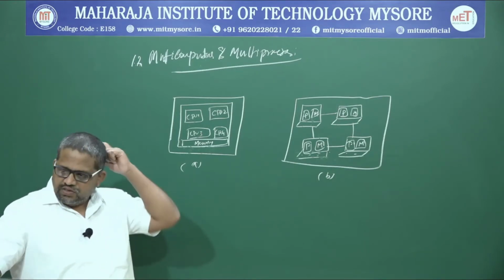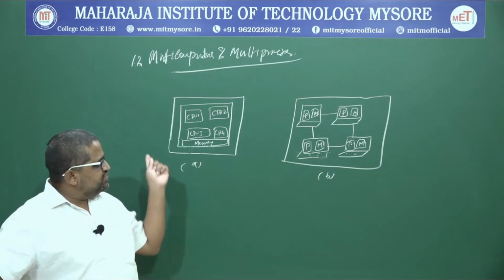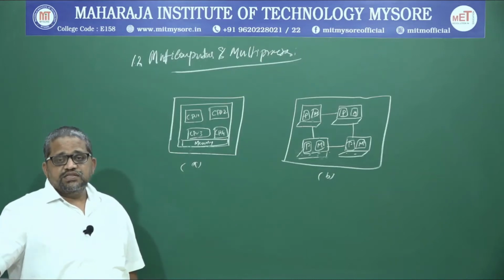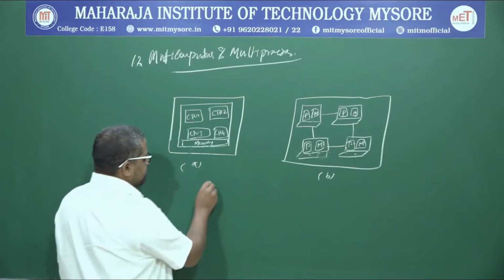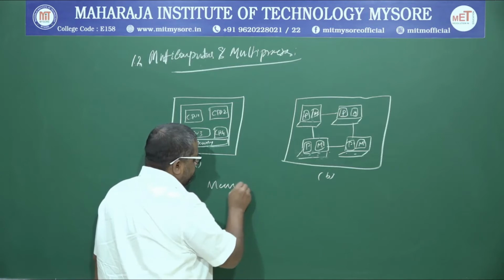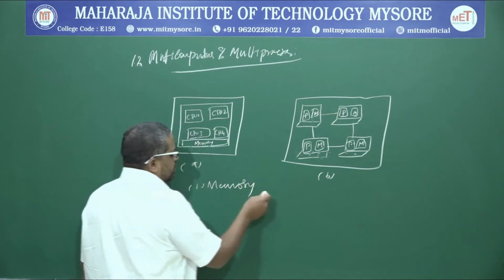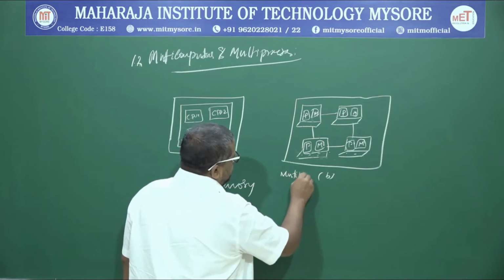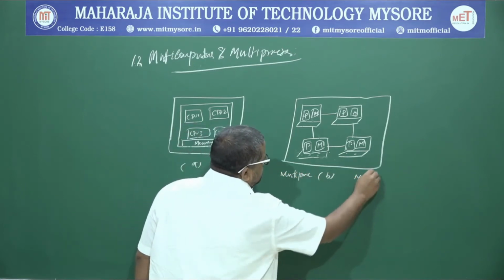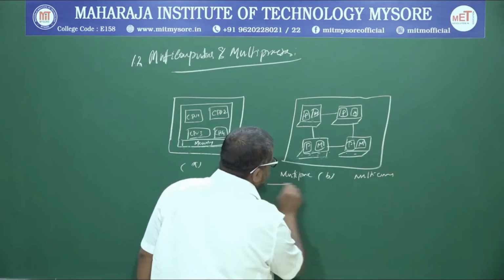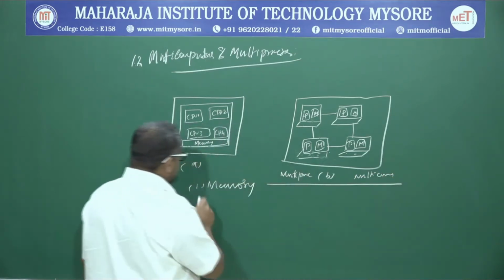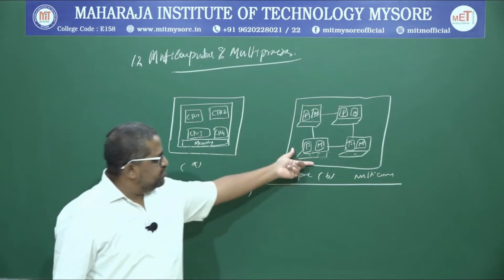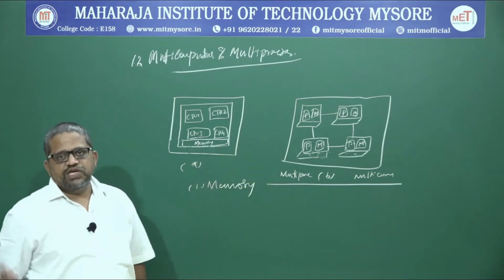Now, the first one, what could be the first parameter that I can use for differentiating between a multi-processor and a multi-computer? The first one I am going to say is memory. Now, this one is multi-processor, this is multi-computer, right. The first parameter that I am going to use to differentiate between multi-computers and multiprocessor is memory, right.